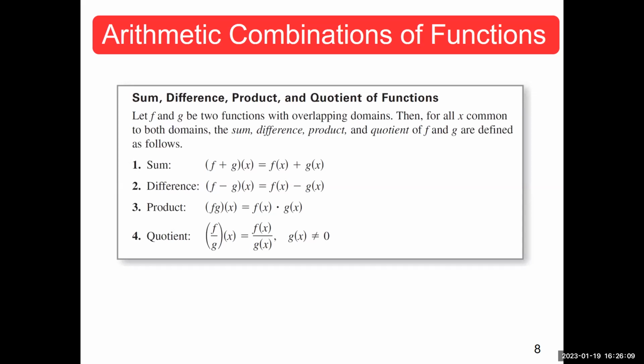Here I'm showing you the summary of the formula. See here what they say? When you have dividing, you must say the bottom is not 0.